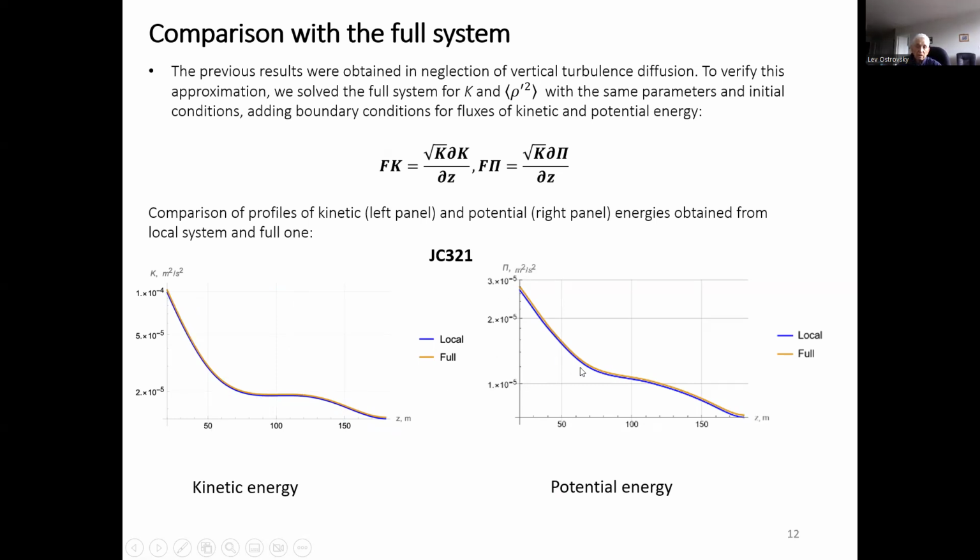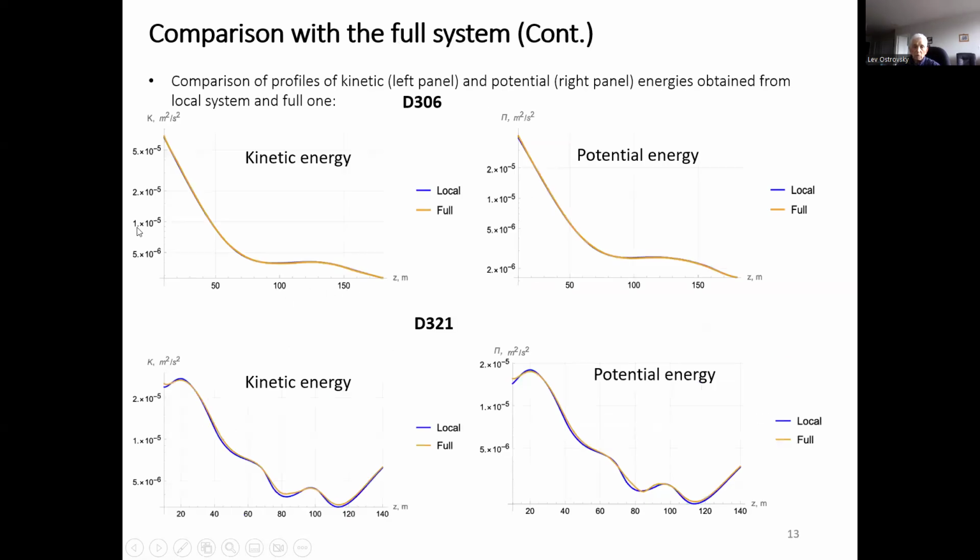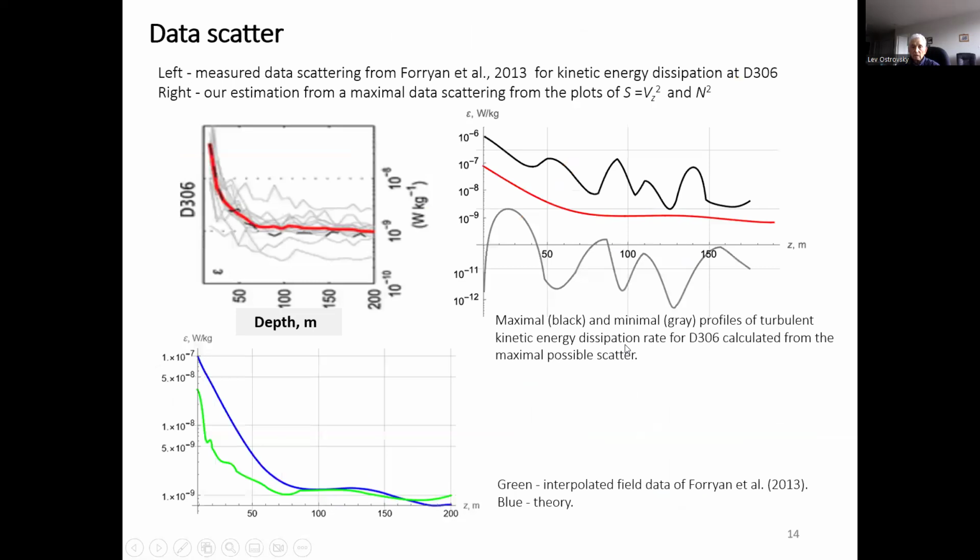You see that it's practically the same for all cruises. Actually, no difference. Here it's even not noticeable. The difference may be a little here. So diffusion is indeed very small at these time scales and these vertical scales.